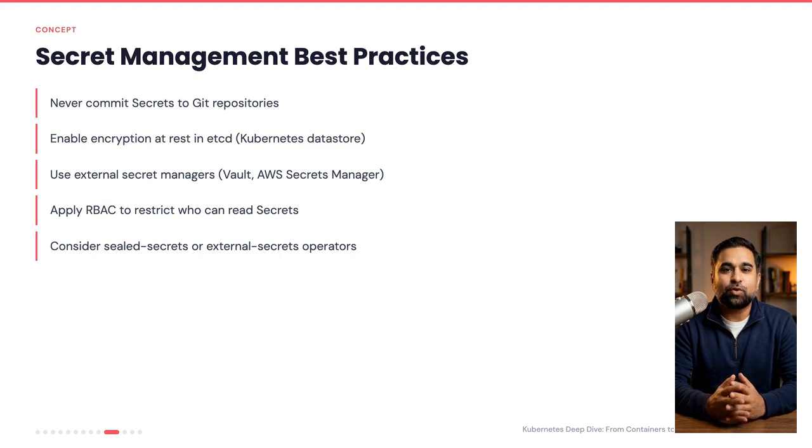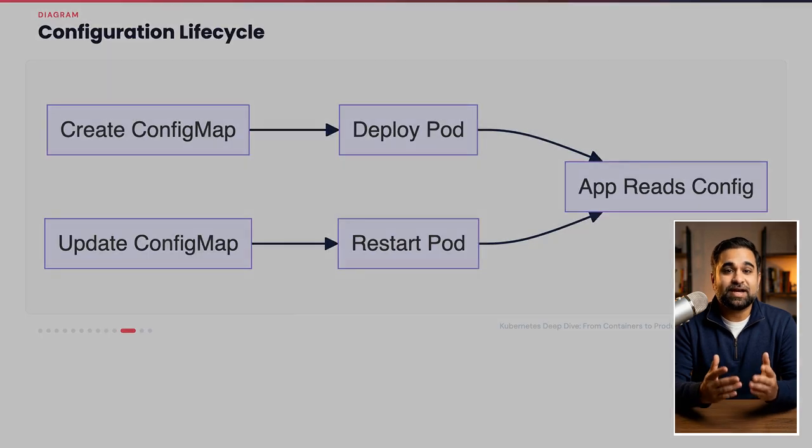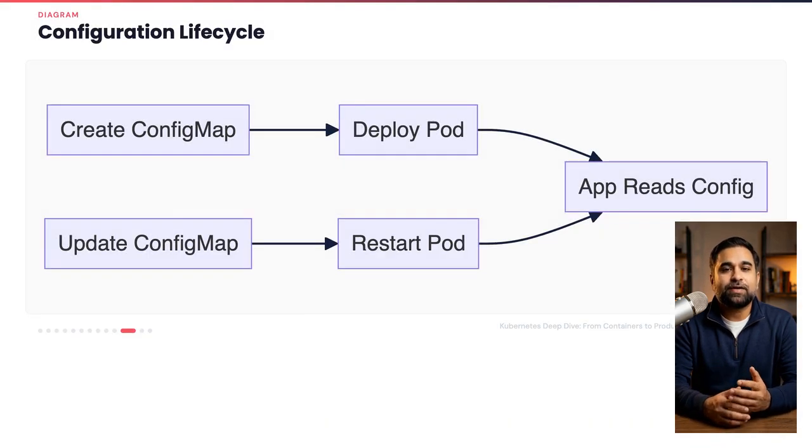Some applications watch their mounted config map files for changes and automatically reload. This pattern is common in service meshes like Istio, where the proxy configuration can update without restart. Feature flag systems often store their configuration in config maps. Companies can toggle features on and off across their entire fleet by updating a single config map.